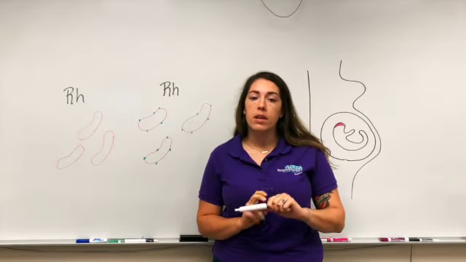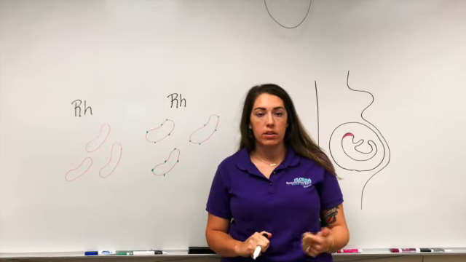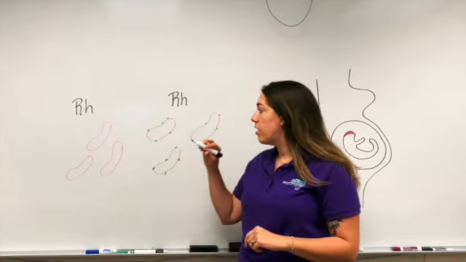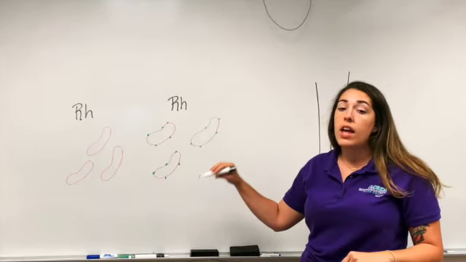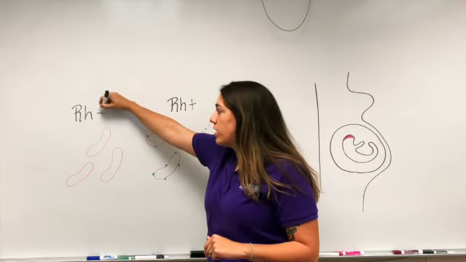Hi, today we're going to be talking about the pathology of blood incompatibilities. The first one we're going to talk about is your Rh factor. What is the Rh factor? Also known as the rhesus factor. These are proteins that are found on the surface of a red blood cell. If you have them, you're considered Rh positive, and if you don't, you're considered Rh negative.